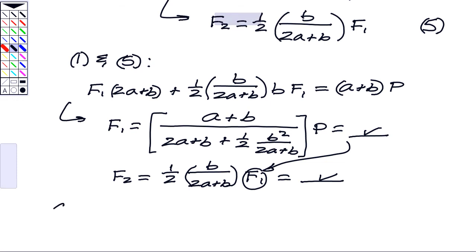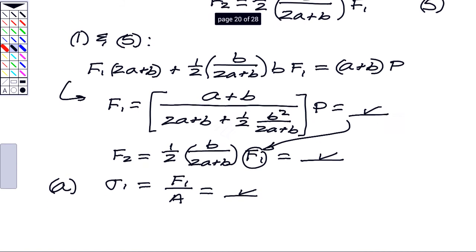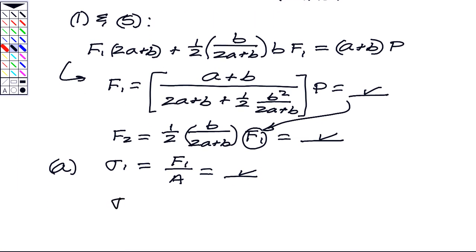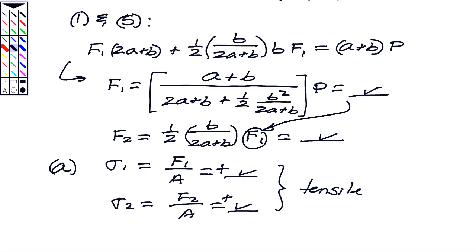We finally get to answering part A, and part A says that the stress in 1 is the axial load divided by the cross-sectional area A, so we've got enough there to calculate that. Sigma 2 is the load in member 2 divided by A, so we can calculate that. And keep in mind that both of these are plus, and that's no surprise, in that both of those rods, 1 and 2, are in tension.